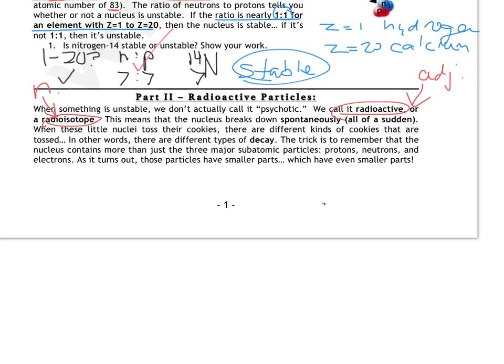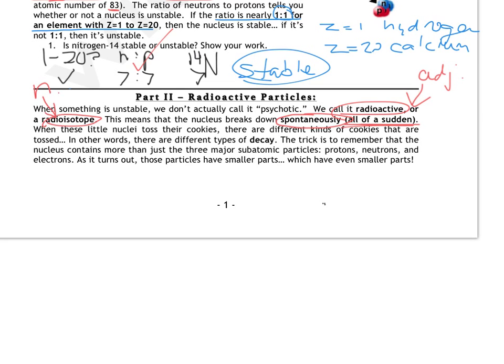and noun. You may want to look up if I have my grammar straight, because I don't actually know if I used adjective and noun correctly. But this means that the nucleus breaks down spontaneously. And here's another vocab word for you guys. Spontaneously means all of a sudden. It doesn't need help from something else.